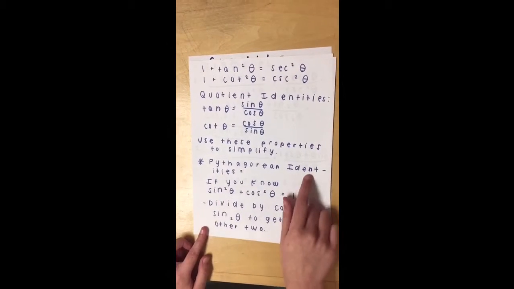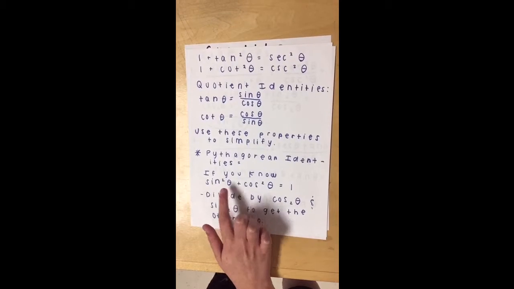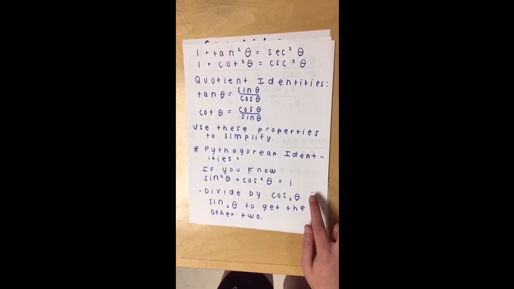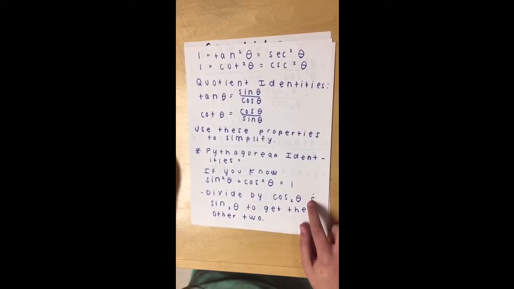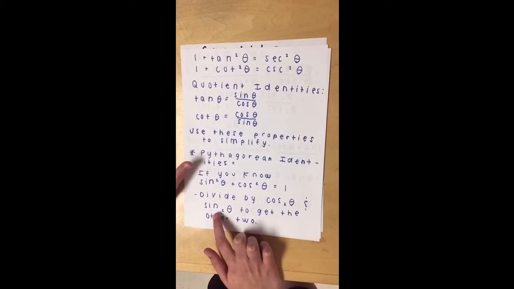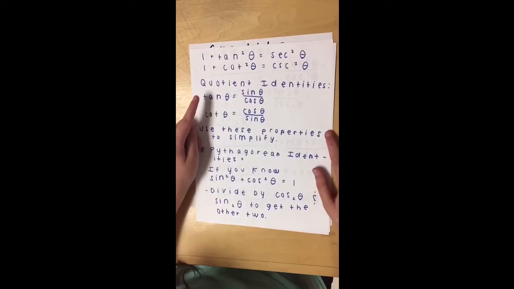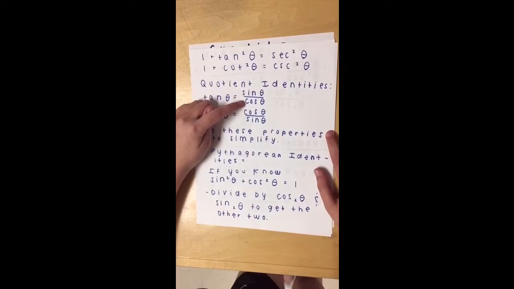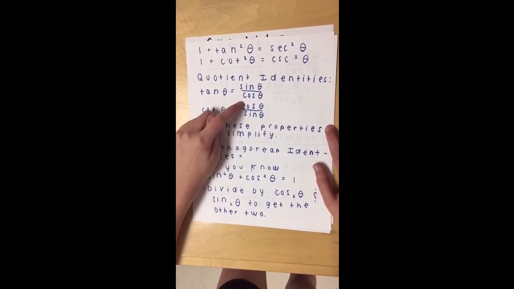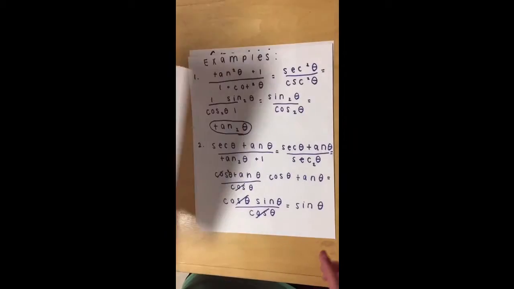Now, for the Pythagorean identities though, if you know sine squared plus cosine squared equals 1, all you have to do is divide the whole thing by cosine squared to get one, and then the whole thing by sine squared to get the other one. The last ones are the quotient identities, and the first one is tangent equals sine over cosine, and then cotangent equals cosine over sine. So you're going to use these properties to simplify.